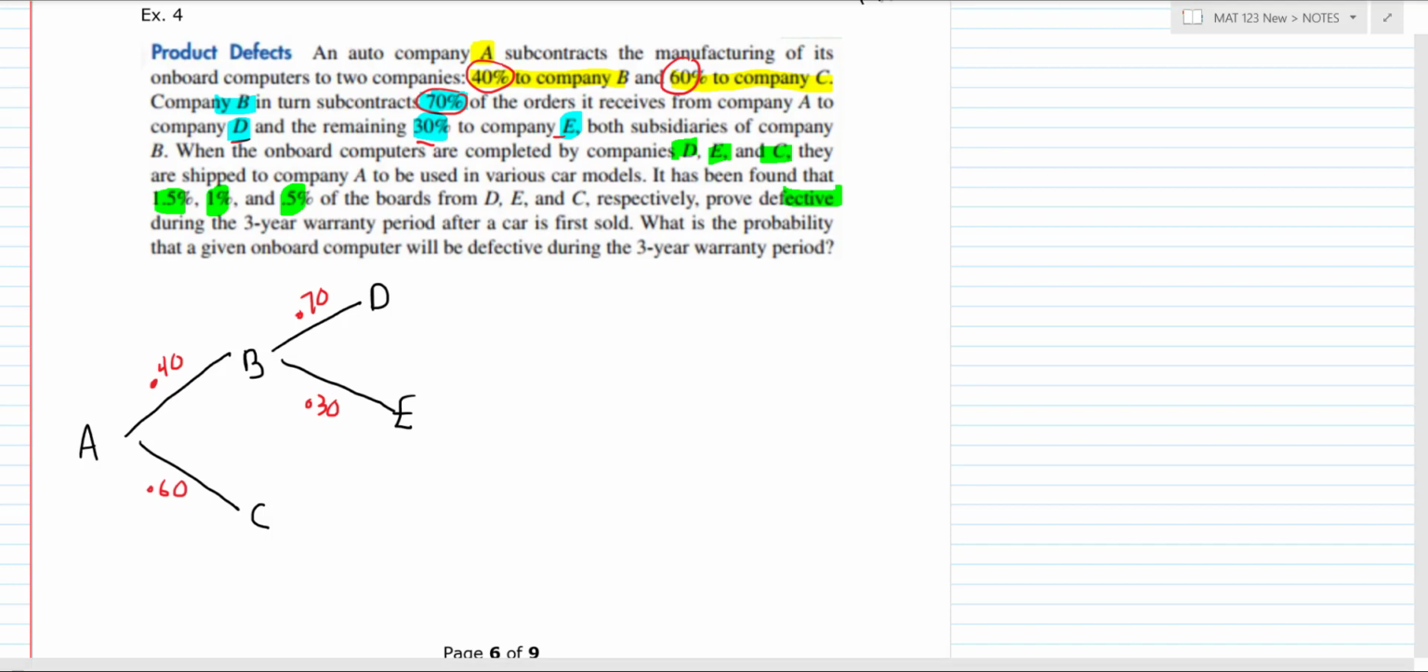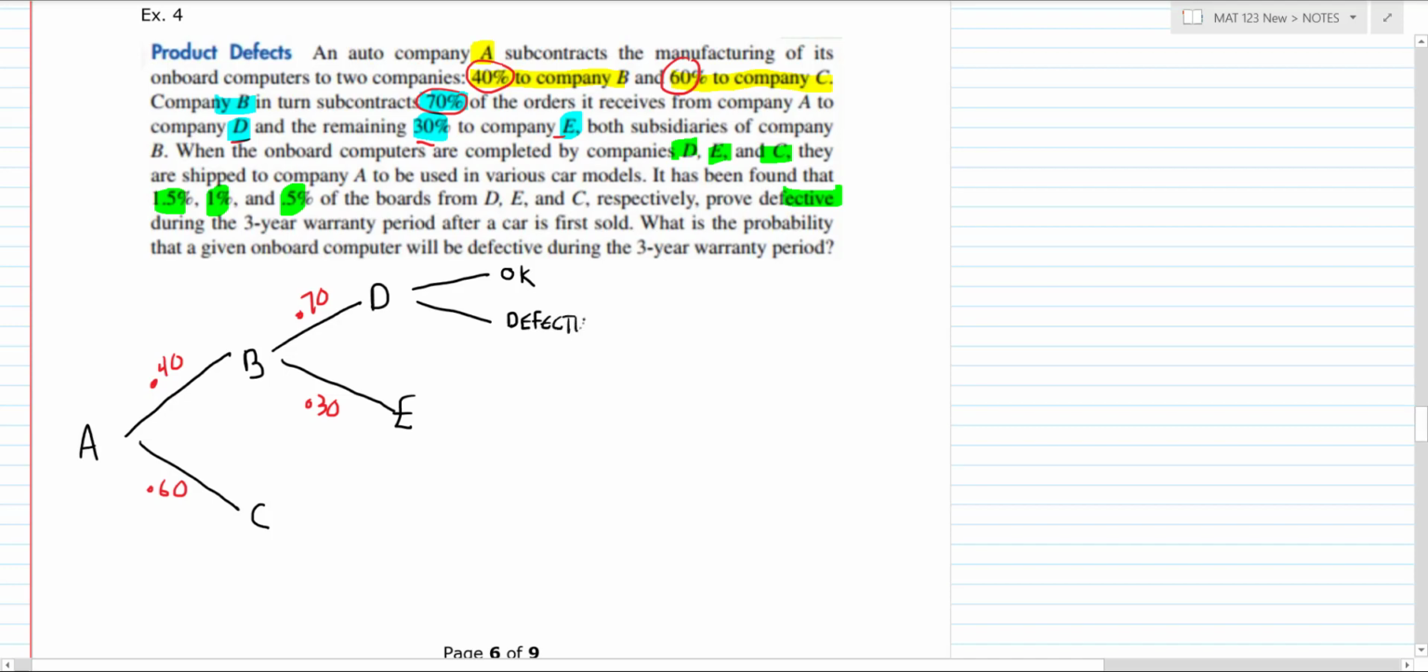Okay, now if you read on a little further, it says the onboard computers are completed by companies D, E, and C. So that's all done now. They are shipped to company A to be used in various car models. It has been found that 1.5%, 1%, and 0.5% of the boards from D, E, and C are defective. So what we're going to do is branch out from each of these. The boards are either okay or they're defective.